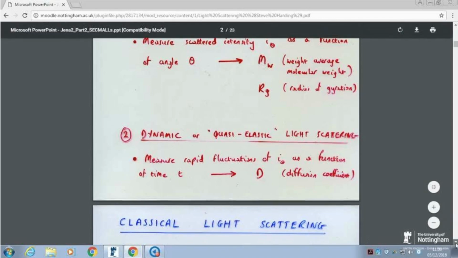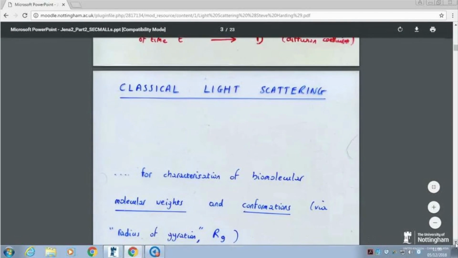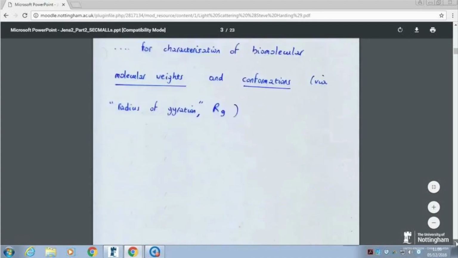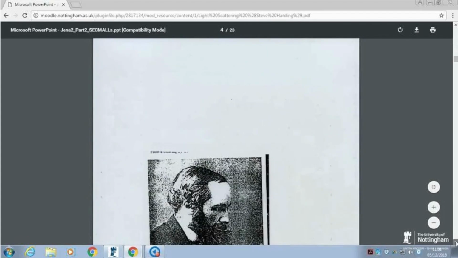We're going to focus on classical light scattering, which is measuring the intensity, not how it changes in time, but the intensity and how it varies with angle. Classical light scattering, so not dealing with fluctuations through movement. That's dynamic light scattering. We're dealing with just the steady state intensity as a function of angle. Okay, so molecular weights and RGs. Right. So a bit of background.